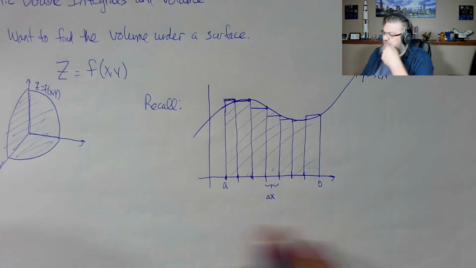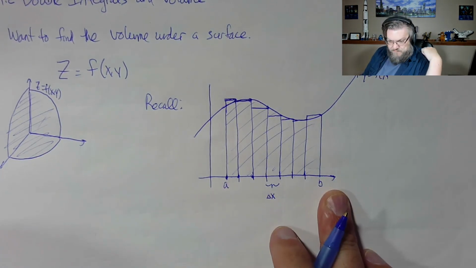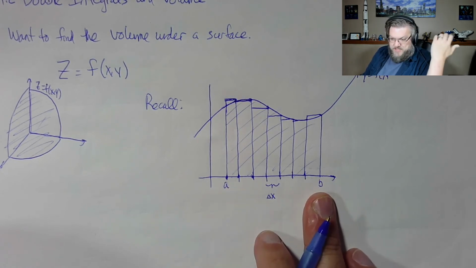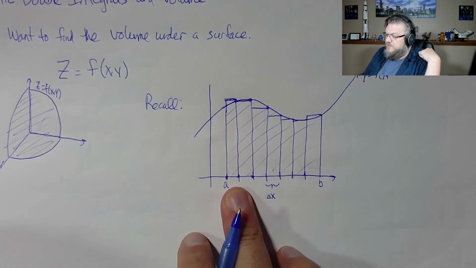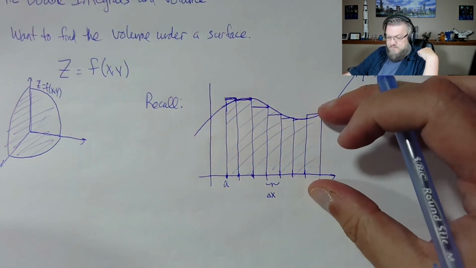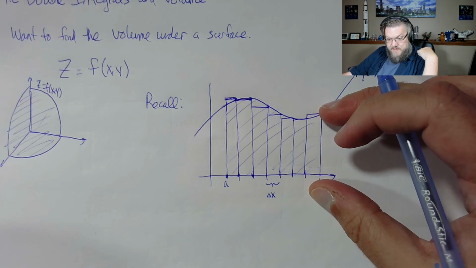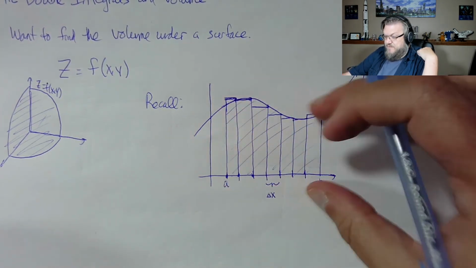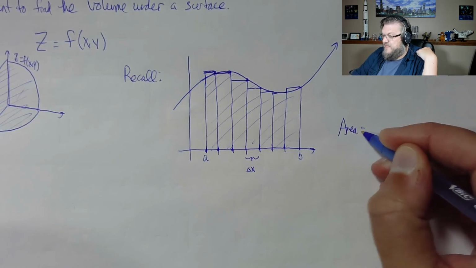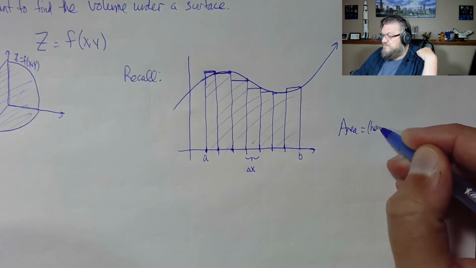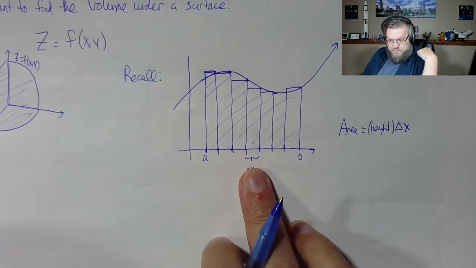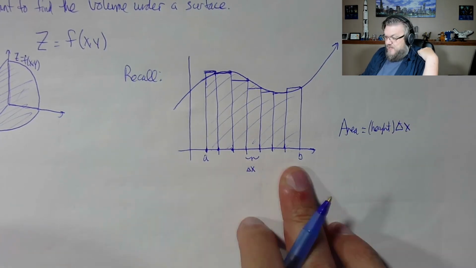So what you would do: split up that domain, partition it, take a representative from each. Here I chose right endpoints. Plug those representatives into the function. That gets you a height, right? Then find the area of each rectangle. Well, the area of each rectangle, that's not bad. The area of each rectangle is going to be the height, right, times delta x. Right, that's going to be the area of the rectangle.